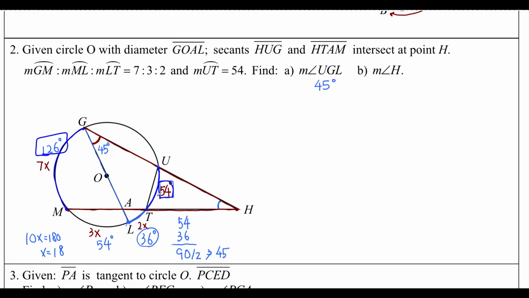By the formula, angle H is 126, the large measure, minus the small measure, 54, and divide by 2. Okay? So 126 minus 54, that is 72, right? And divided by 2 is 36 degrees, right? That is the outside intersection angle, okay? This one will be 36 degrees.